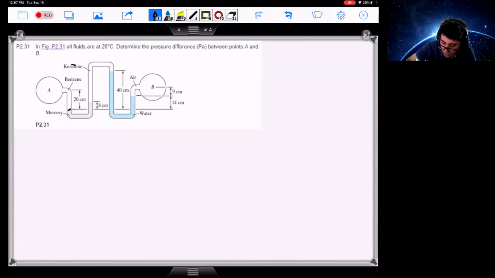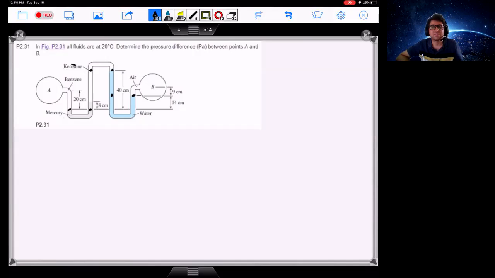So what about this point and this point? Same pressure? Yes. And we're probably going to use this point too to find pressure. What about this point and this point? Same pressure? Yes. This point and that point. Yes. Right at the edge between the two fluids, between kerosene and water, it's going to be the same pressure as this point.